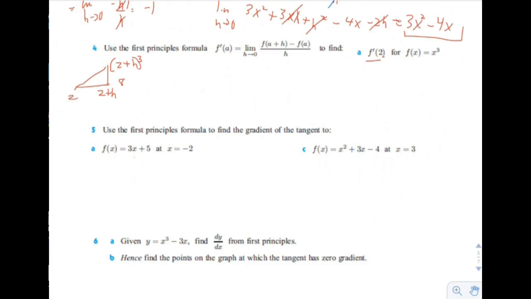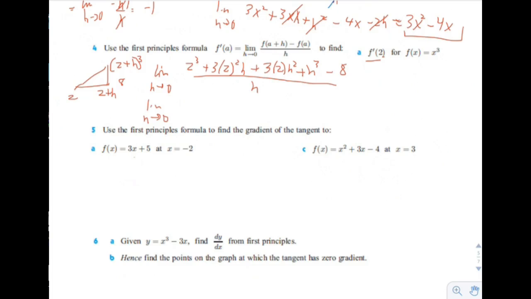And now we're just going to do the same thing we did before. We're going to find the gradient as h approaches 0 of this little triangle here. And so we're going to have 2 cubed plus 3 times 2 squared h plus 3 times 2 times h squared plus h cubed. And then I'm going to subtract off 8. And that's all over 2 plus h minus 2, which is just going to give me h.